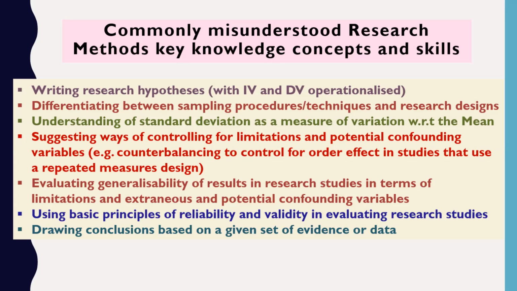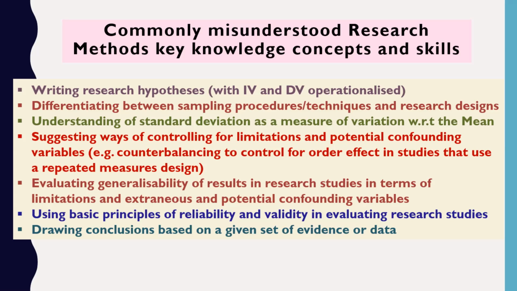For example, if you've got a repeated measures design, one potential confounding variable exclusive to repeated measures design is the order effect. You not only need to know that, but you also need to know how we can control for the order effect: there's a procedure called counterbalancing that can be used to control for order effect.